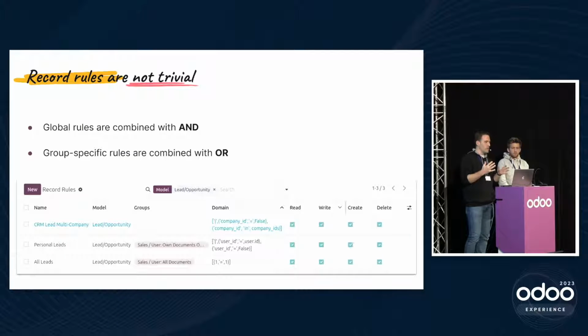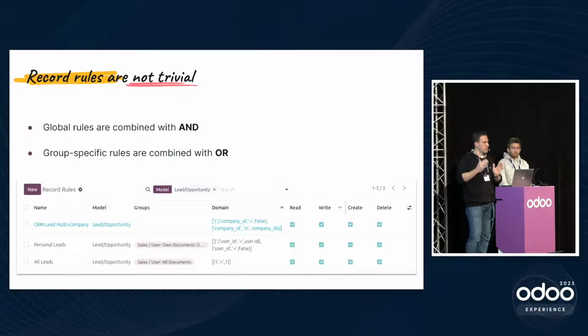And now it gets a little bit tricky. The global rules are applied at all times. There is no way to circumvent them, whereas the local rules, the group-specific rules, are combined with the OR operation, so they are additive. That makes sense because basically when you give a group to someone, you want to give them access to all the records that are visible for this role.